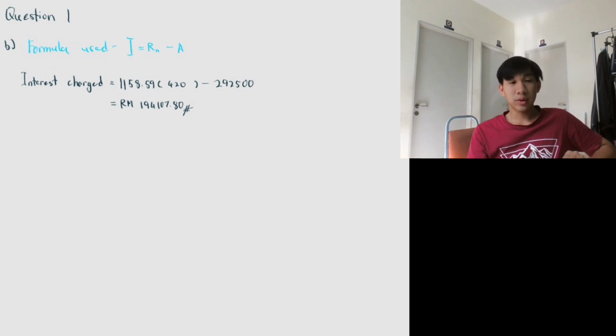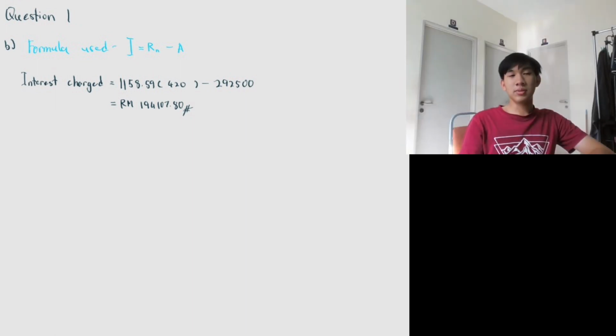R, which we got for question 1, is 1,158 and 59 cents. N is 420 and A is 292,500. After substituting the information into the equation and calculating the equation, your answer should be 194,107 ringgit and 80 cents.